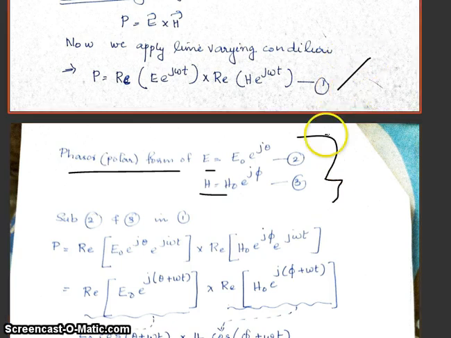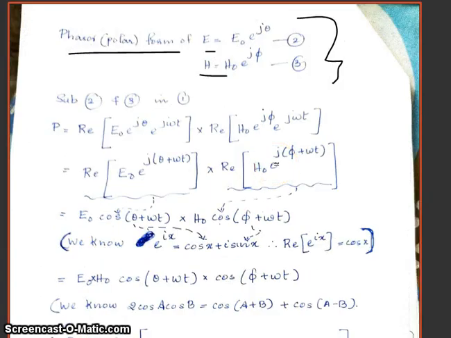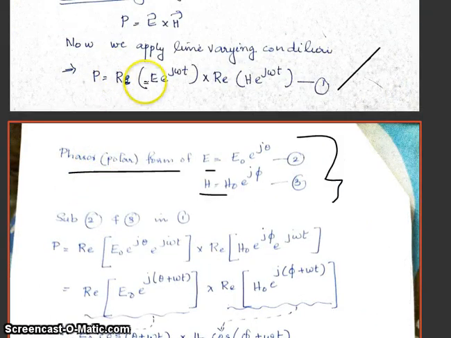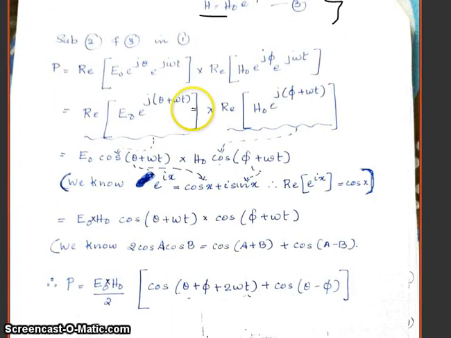Now what I am going to do is, this polar representation of E and H is substituted in equation 1. Okay, so that I can write as real part of, instead of E I will write E naught e raised to j theta, then this e raised to j omega t, into real part of, instead of H I will substitute H naught into e raised to j phi, then into e raised to j omega t. Okay, then I am combining, that is real part of E naught into e raised to j of theta plus omega t into real part of H naught into e raised to j of phi plus omega t. Simply I am combining.